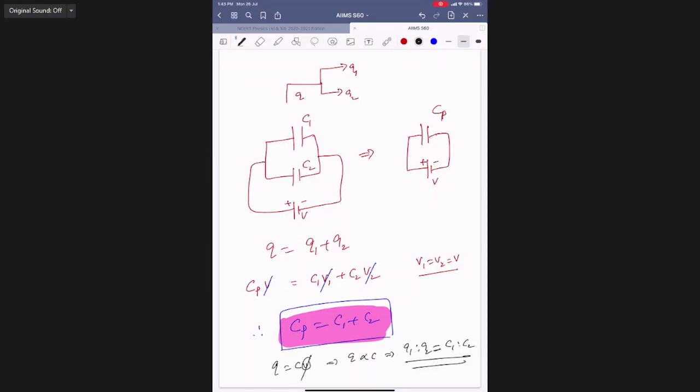So what is CP? C parallel. CS is C series. Or C parallel, or if you want, this is also called C effective.